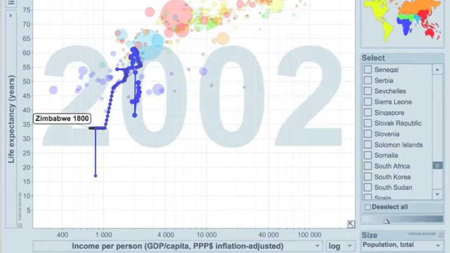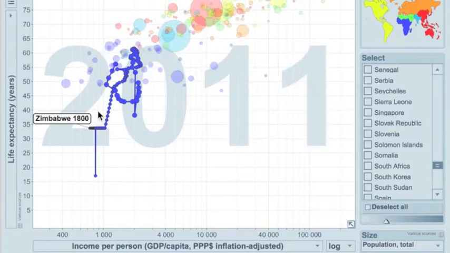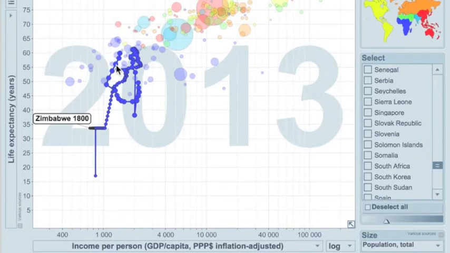Then, if we continue forward here, we can see a dip from 1996 all the way to 2008, and that's due to heavy inflation rates. And after that, we see an increase in both indicators, and that's going to progress all the way to where we are today.